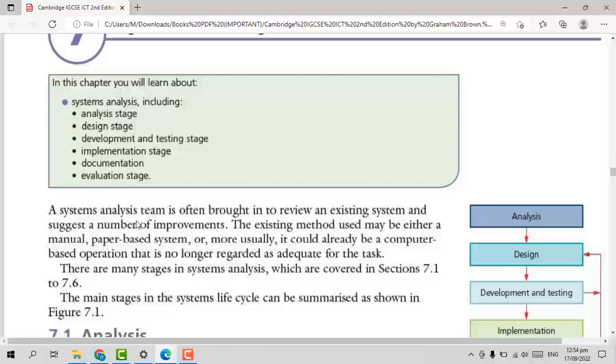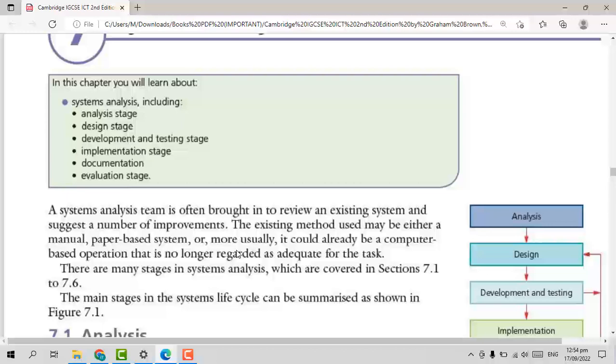A systems analysis team is often brought in to review an existing system and suggest a number of improvements. The existing method used may be either a manual, paper-based system, or, more usually, it could already be a computer-based operation that is no longer regarded as adequate for the task. This means that every company, business, school, or hospital that wants to create a new system may have an existing system that is manual or paper-based, or a computer-based system that is no longer up to date.